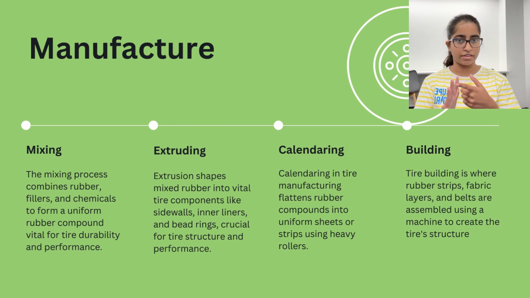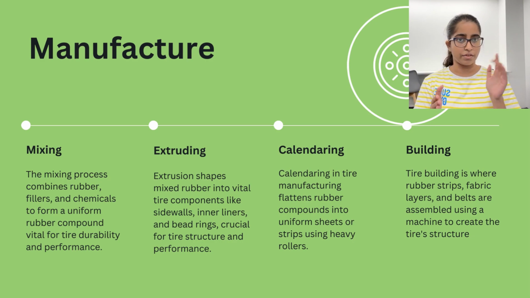Then comes the building part. Technicians, factory workers, and engineers assemble the tire components into a green tire. The layers of rubber and fabric are placed and pressed together using a tire building machine. Sometimes they use adhesive to increase their bonding capacity.